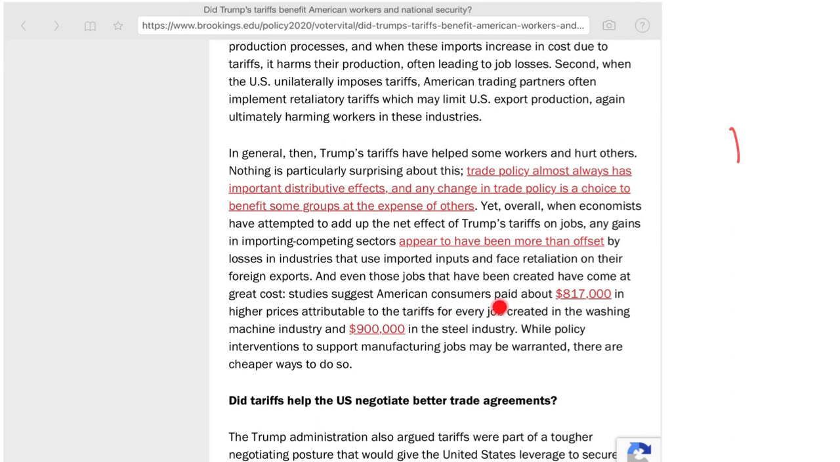Studies are showing that consumers paid $817,000 in higher prices for every job created in the washing machine industry. So the argument here from Brookings is that the policy hasn't really been that successful in terms of the jobs created and in terms of the costs of those jobs as well. Okay.